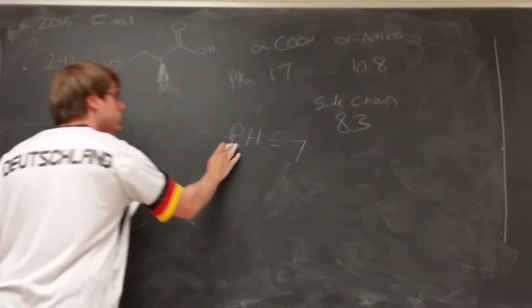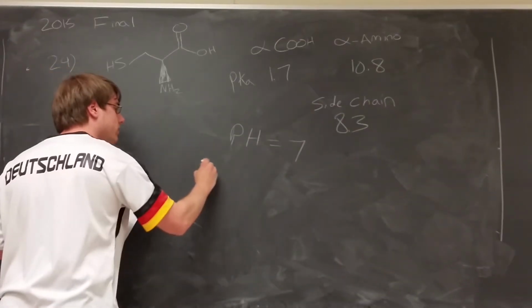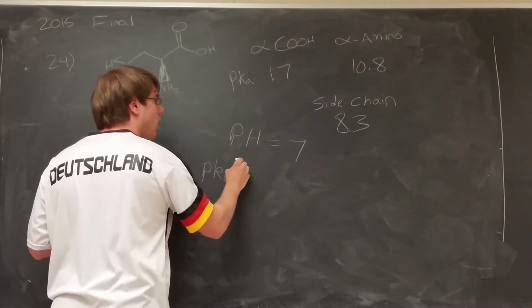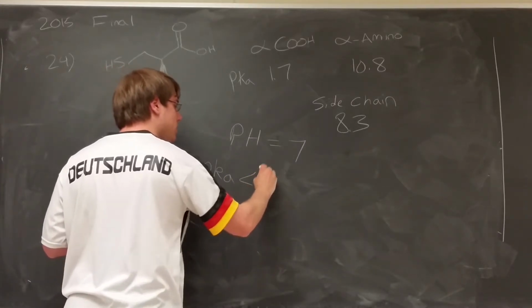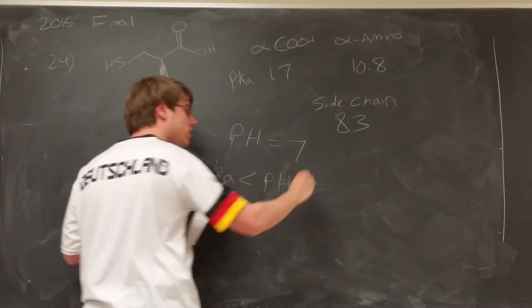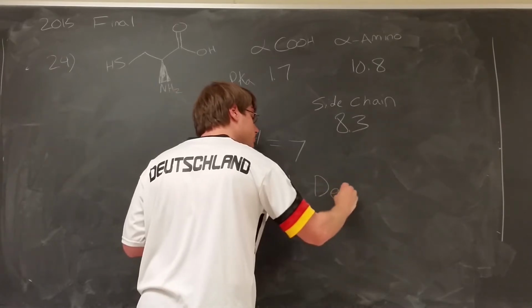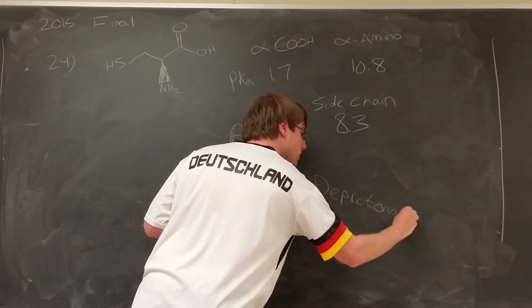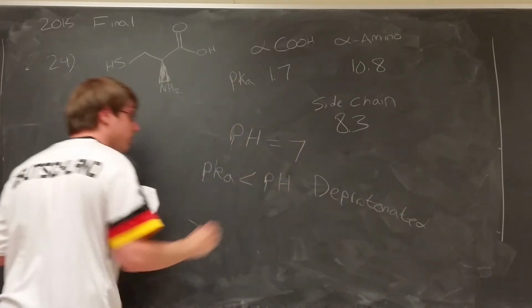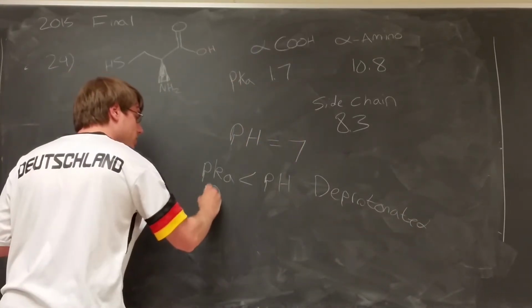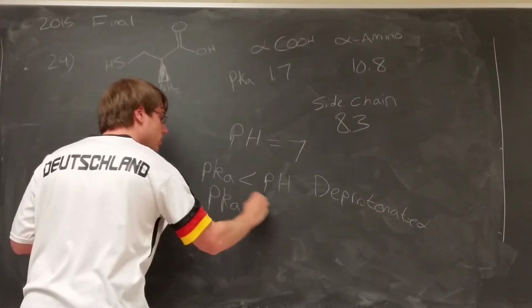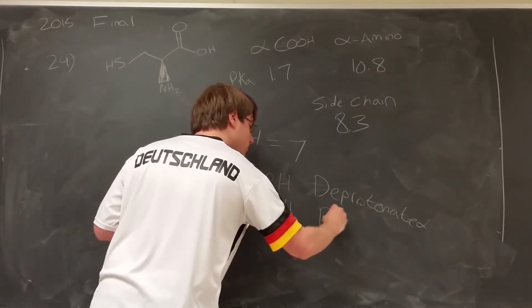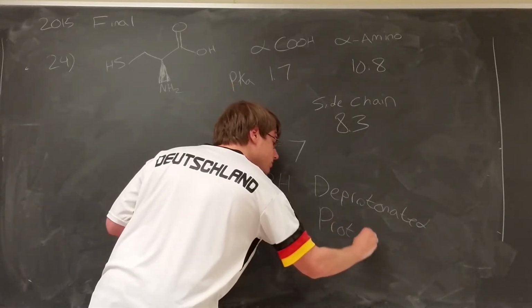Okay, now the rule is, if your pKa for that individual functional group is less than the pH, you will be in your deprotonated form. And I'll talk about what these look like in a second. And the other rule is if you have your pKa being greater than your pH, you will be protonated. You will be in your protonated form.